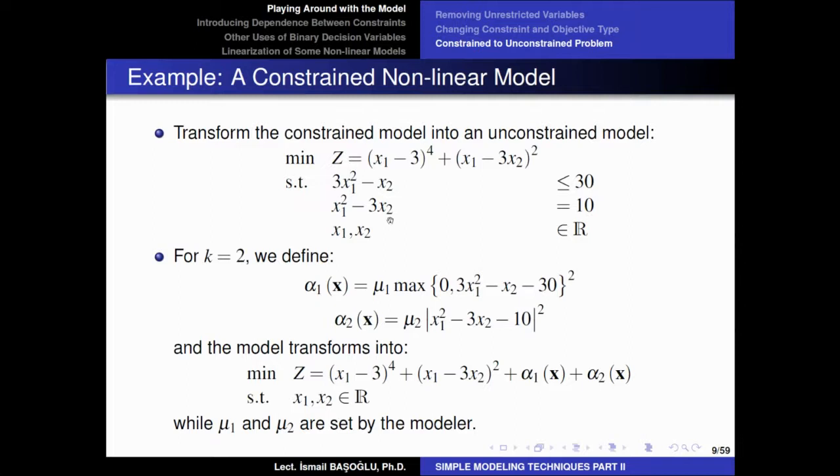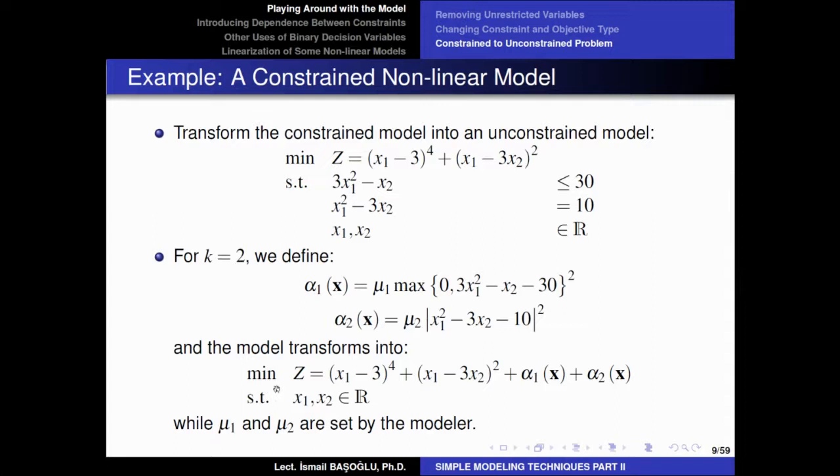Now, for the second constraint, we are forcing this left-hand side to be exactly equal to 10. So when we subtract the right-hand side from the left, we expect it to be equal to 0 in the original mathematical model. However, this time, if we are going to introduce a penalty for the violation of this constraint, we are calculating the absolute difference between the left-hand side and the right-hand side of this constraint. And when you square the absolute difference here and multiply it with another coefficient, mu2, which is the penalty coefficient here, you get the second contribution for the violation of the second constraint in the original model.